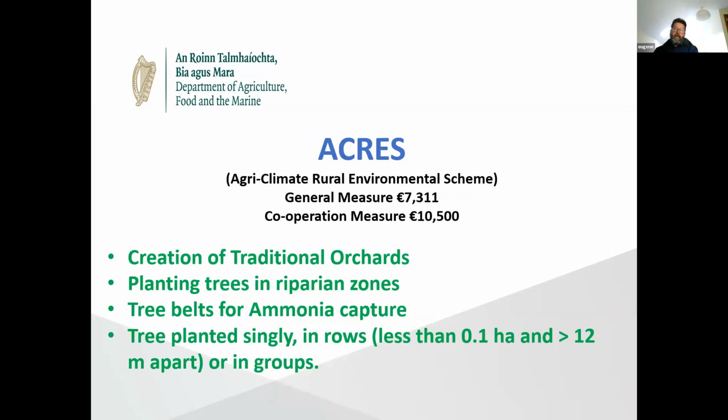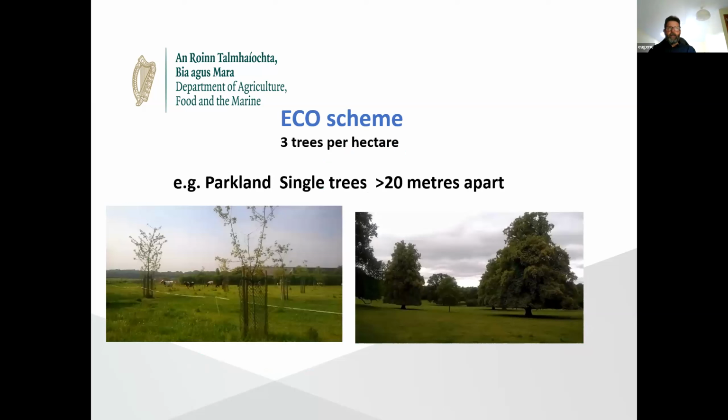Next slide, please. For those who don't want to go into forestry or have their land classified as forestry, there's the ACRES scheme, which has replaced the REP scheme, and it has money to create traditional orchards, planting trees in riparian zones, and tree belts for ammonia capture. And again, they can be planted singly, in rows, or in groups. The thing is, the density of trees is only 300 trees, really. So it's for those people who want wider spacing and not wanting to be under the forestry umbrella.